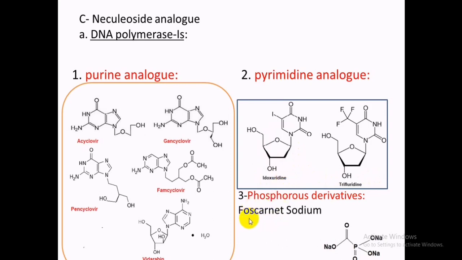And the third type, phosphorus derivatives, such as phosphonoformate sodium, phosphate group, trisodium.